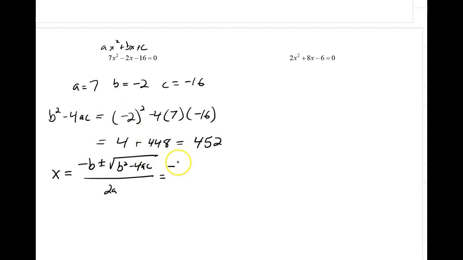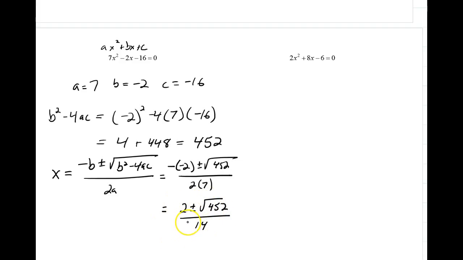My b is -2, so -2 plus or minus the square root of 452 all over 2 times a, which is 7. So this gives us 2 plus or minus the square root of 452 all over 14. Now just do this in your calculator. 2 plus the square root of 452 equals, divided by 14, and then 2 minus the square root of 452 equals, divided by 14. So you get -1.66 and -1.38.